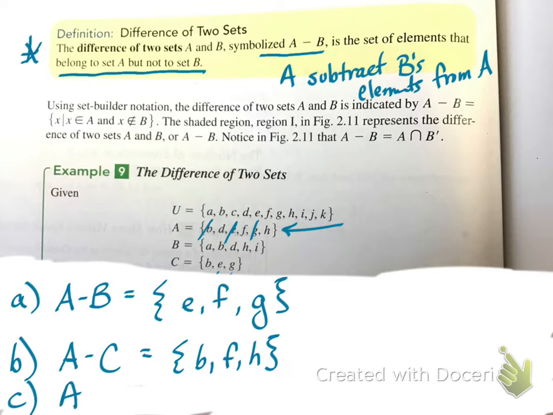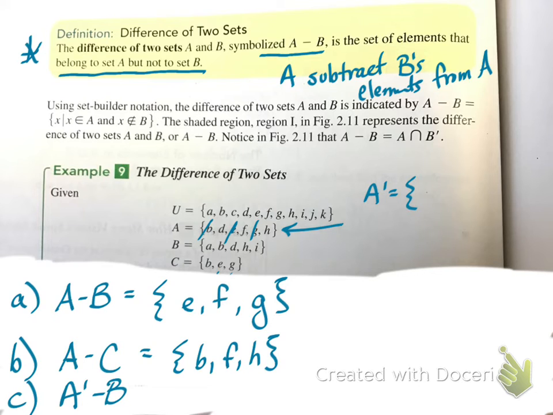C is A prime minus B. The difference of the elements in A prime and B. What I really want you to do is go to the side of your paper and write out the elements that are in A prime. Don't try to keep up with it in your head.